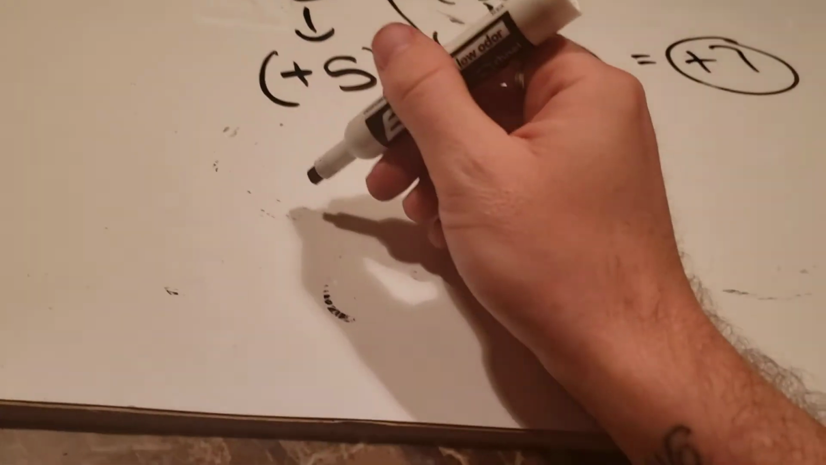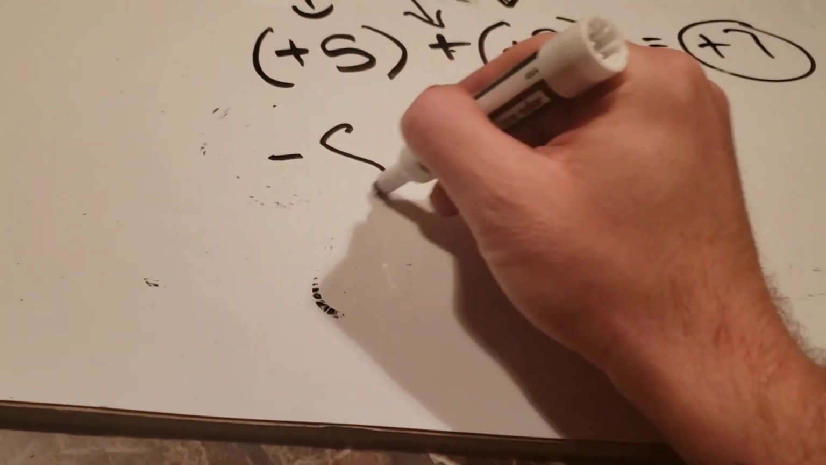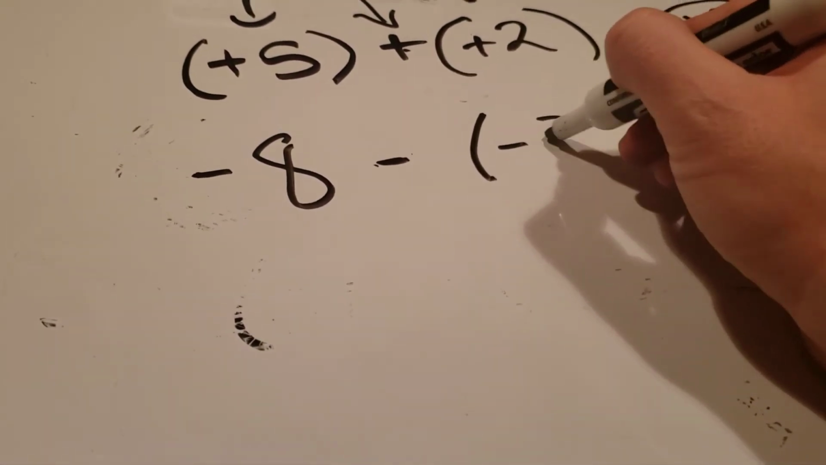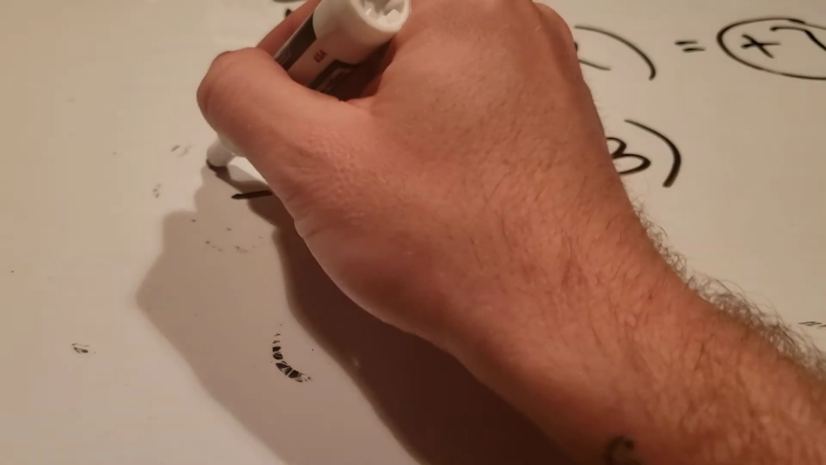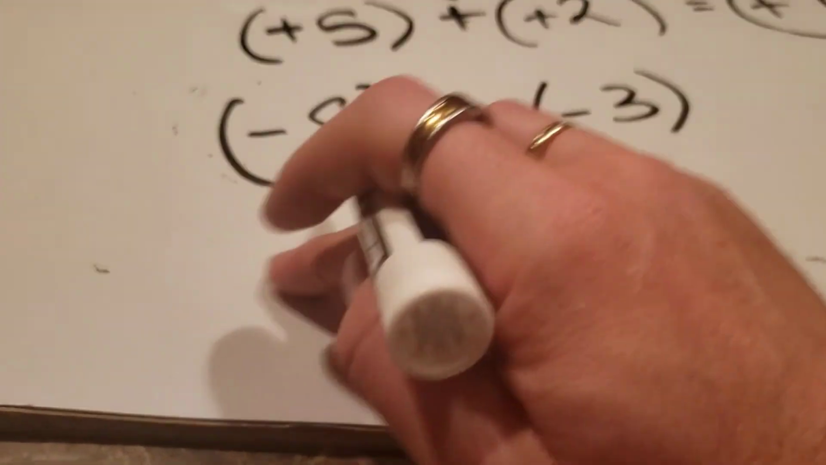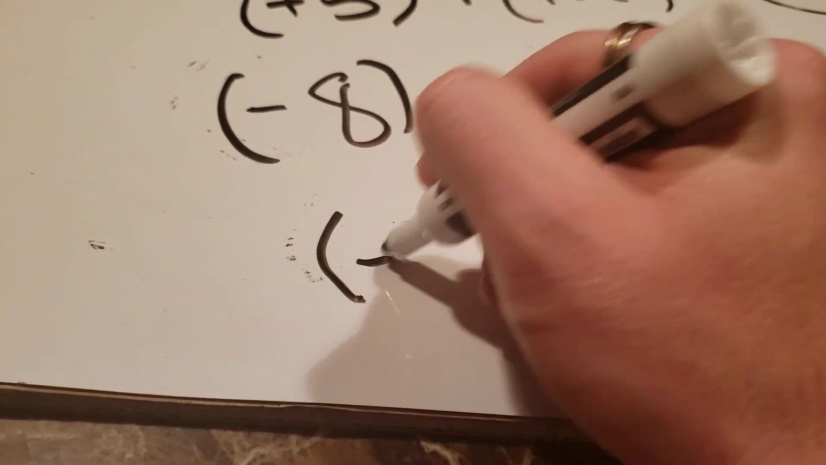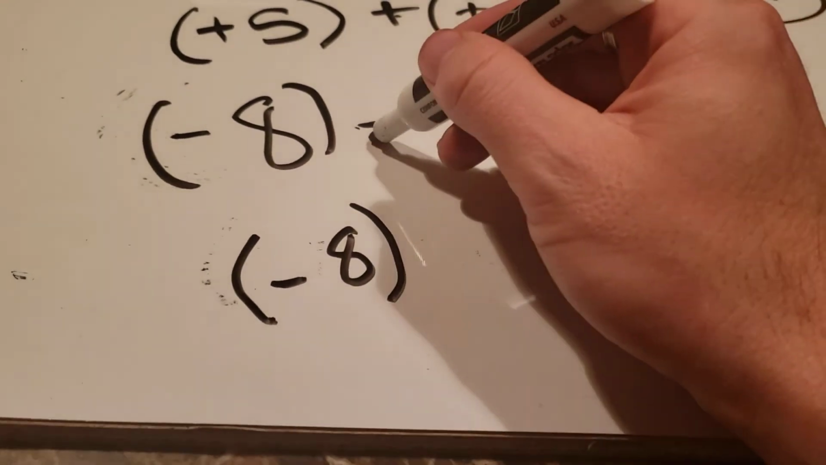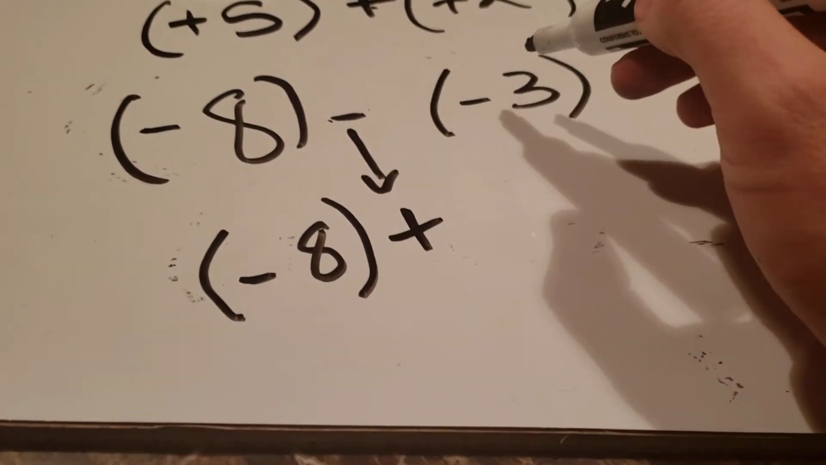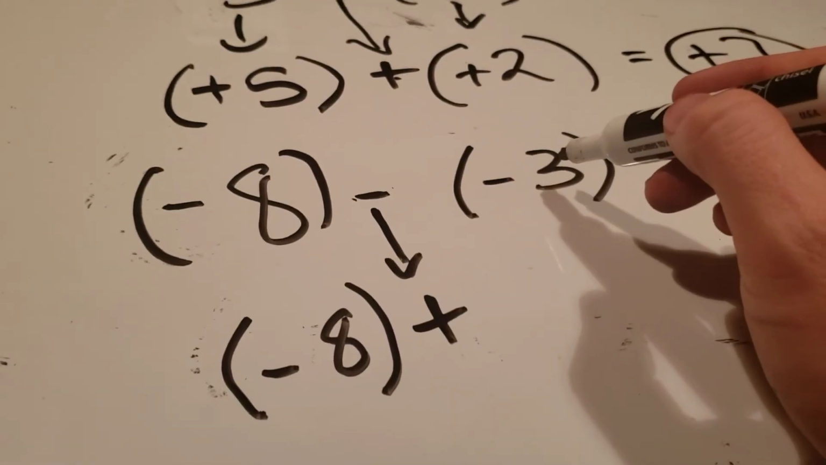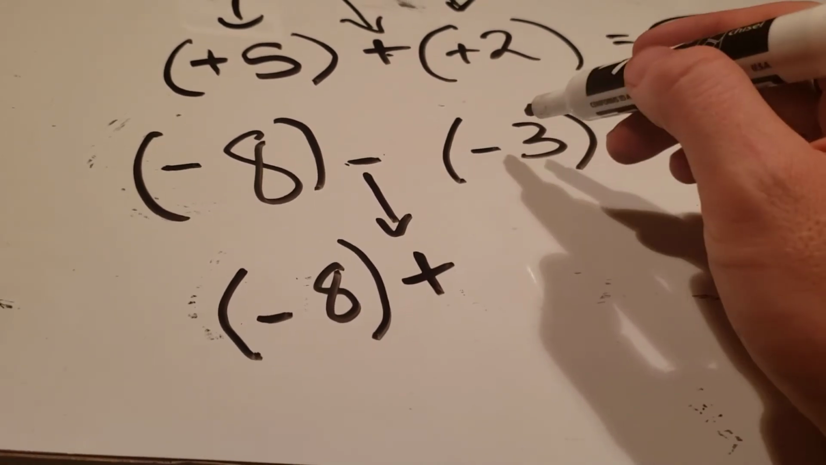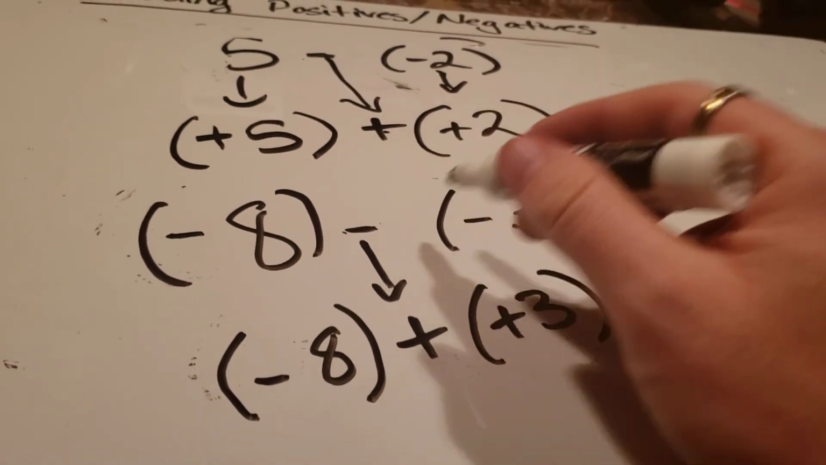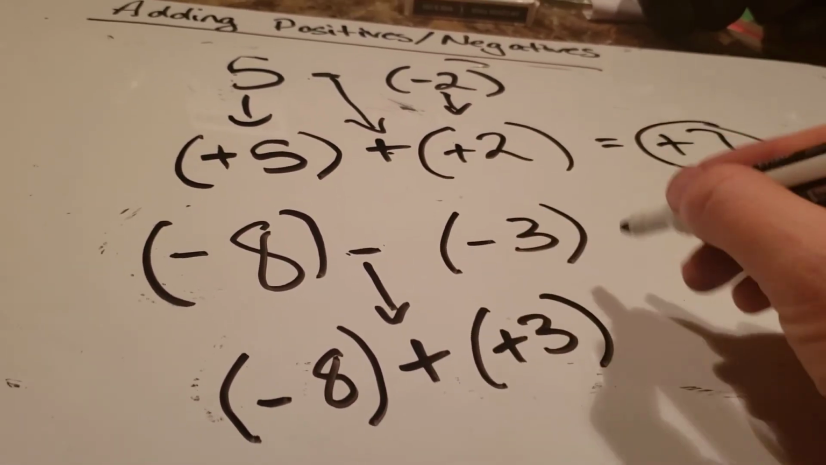So let's just do one more. Let's say negative 8 minus a negative 3. Okay? So keep the first number the same. So we're going to just leave this as negative 8. But instead of subtracting, we're going to add the opposite. So change your subtraction to addition and add the opposite of your second number. The opposite of negative 3 is positive 3. So instead of subtracting negative 3, we're going to add a positive 3.